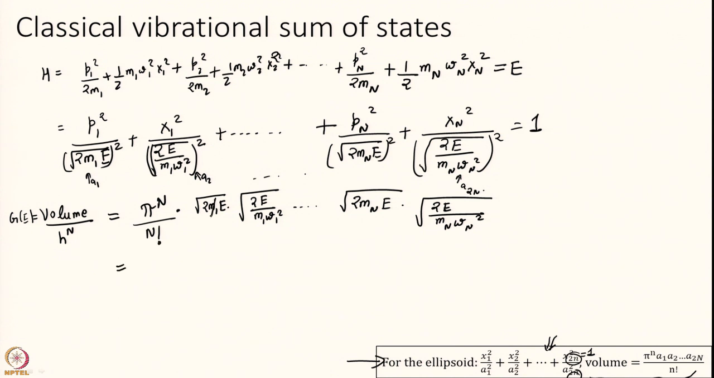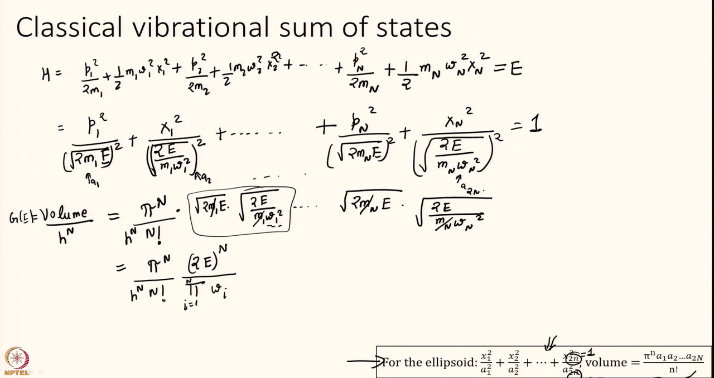Okay. Masses happily cancel. So, I get pi to the power of n, I forgot my h, Planck will be angry with me, and here I get 2e to the power of n. Yeah, I have 2e, this thing is 2e, square root of 2e into square root of 2e, n times. So, 2e to the power of n divided by product of omega I. Okay, so, I have omega 1 square here, square root is omega 1, and it is simply a product. Divided by h to the power of n, n factorial.